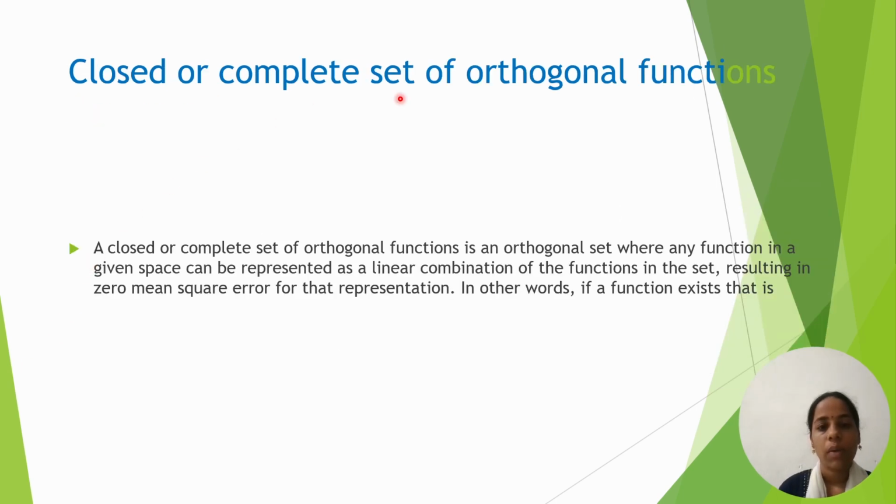Next, closed or complete set of orthogonal functions. A closed or complete set of orthogonal functions is an orthogonal set where any function in a given space can be represented as a linear combination of the functions in the set, resulting in 0 mean square error for the representation. In other words, for a closed or complete set of orthogonal functions, the mean square error for the representation of a function is 0.